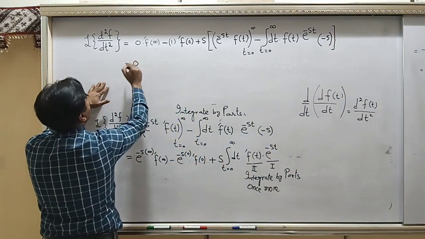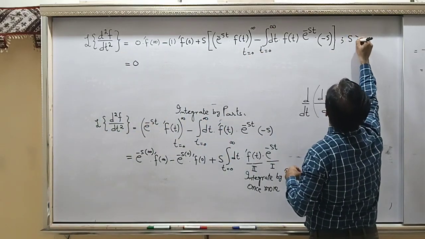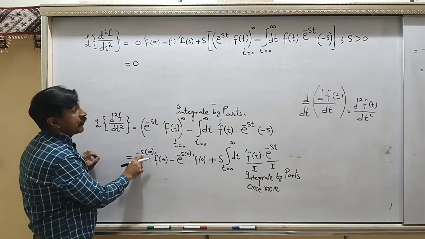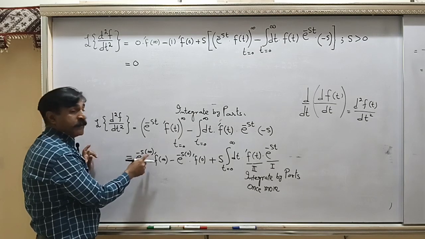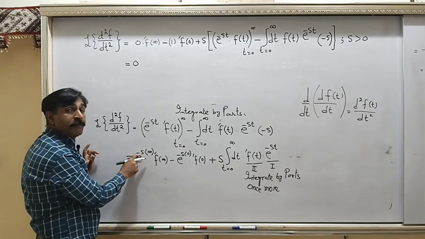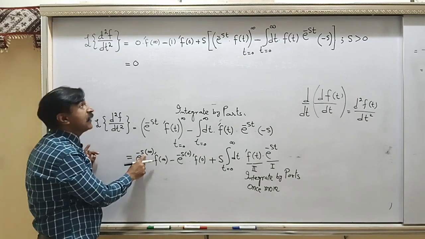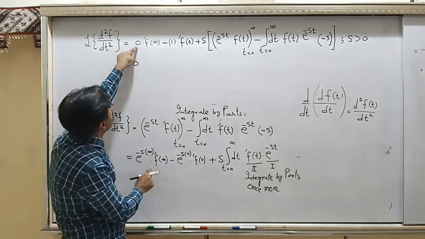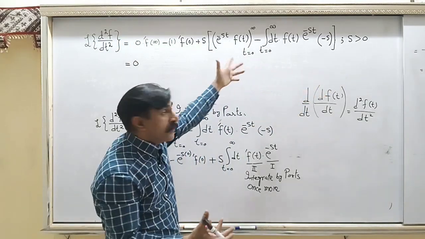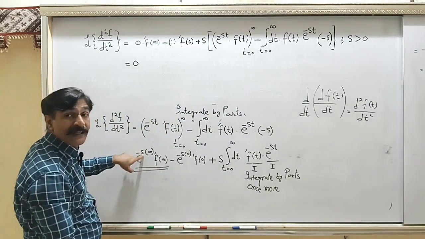Now this is 0 because s is greater than 0. If s is not greater than 0, for example if s is negative, then this negative and this negative will make positive, and e to the power positive infinity means e to the power plus infinity, and that will make everything infinity, and you will not have finite answers. So this piece tells you that s should be a positive number.